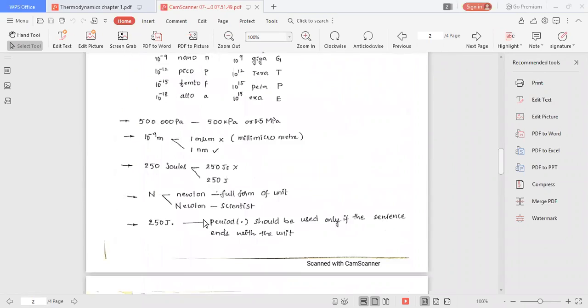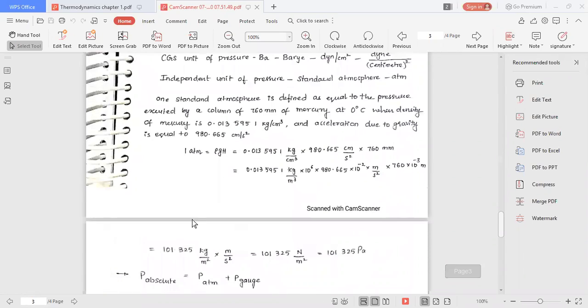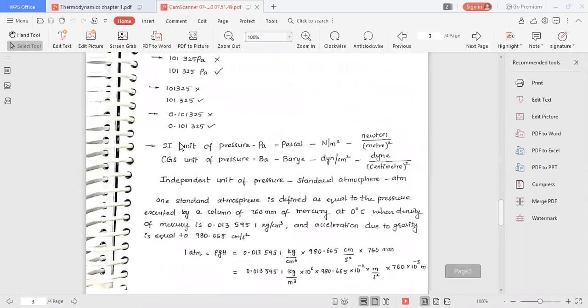Then what is the SI unit? The SI unit of pressure is Pascal. What is the CGS unit of pressure? This is bar. And what is Pascal? Newton per meter square. What is bar? Dyne per centimeter square.